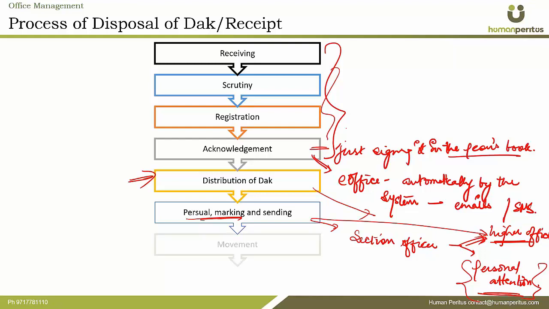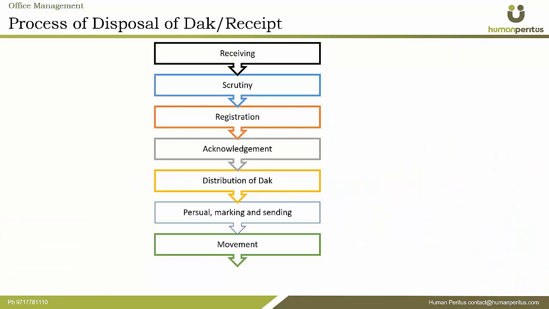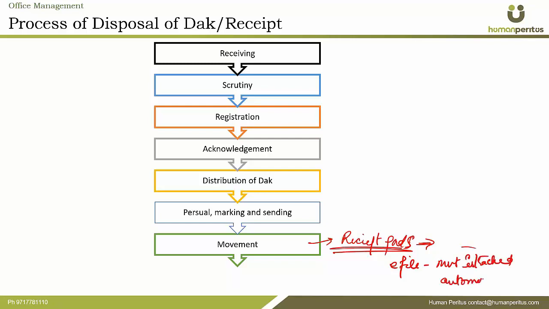Next comes the movement of dak. Finally, the movement of the dak is done. How is it done? It is basically done in the form of pads, the receipt pads maintained by the departments, and the dak moves in such pads. In case of e-file, every movement of a receipt is tracked automatically. So there is no need to maintain pads or anything like that. In case of e-file, the movement is tracked automatically.